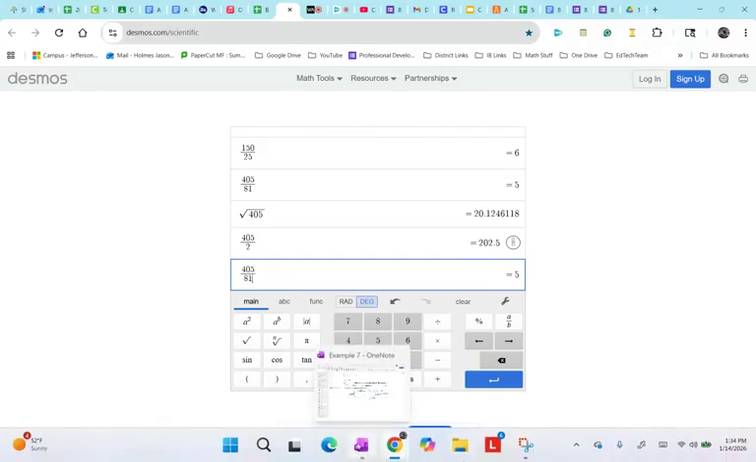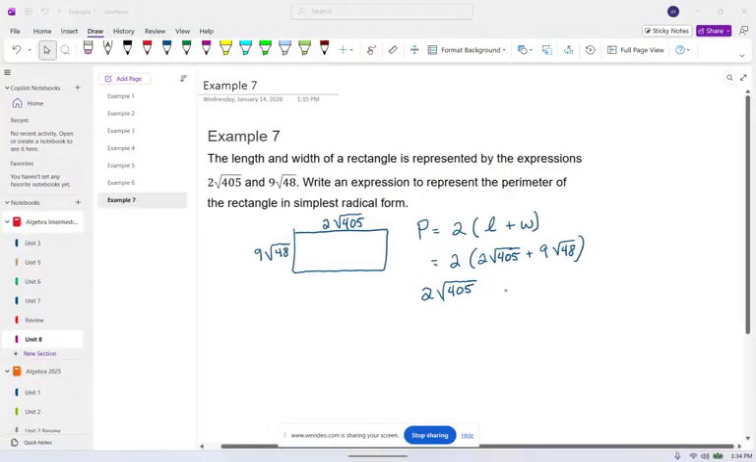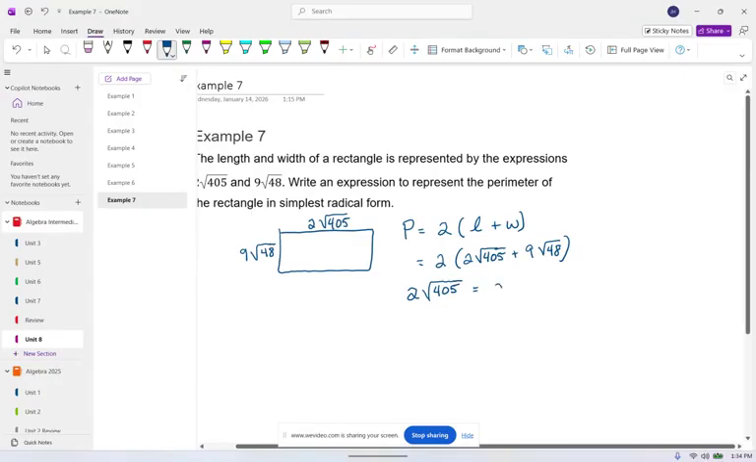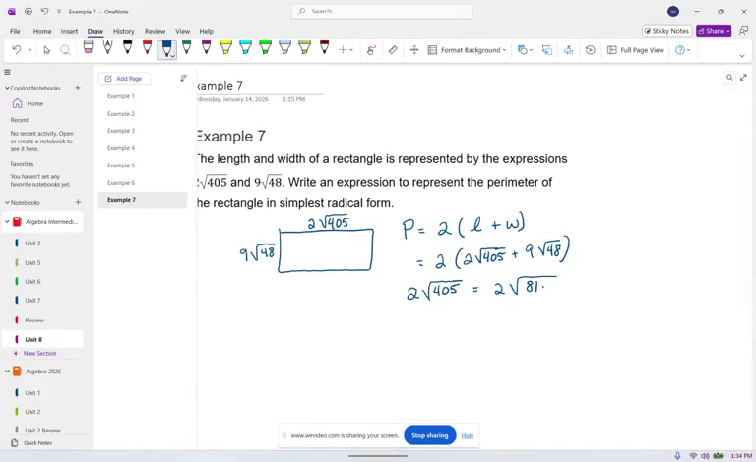So I can rewrite the square root of 405 as 2 square root of 81 times 5. And the square root of 81 is 9, so it would be 2 times 9 times the square root of 5 for just a total of 18 square root of 5. So that's going to be our length.